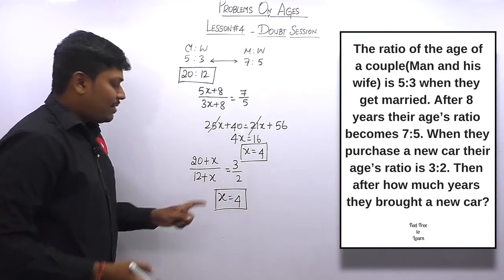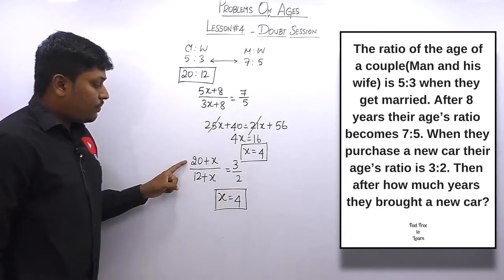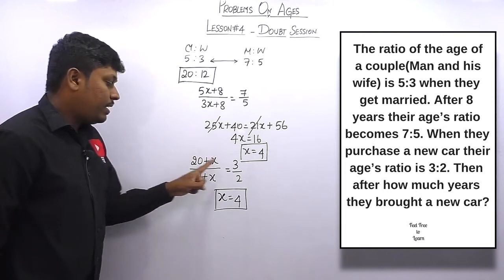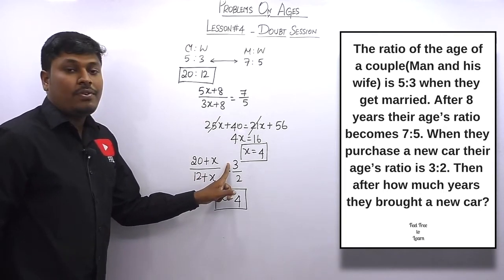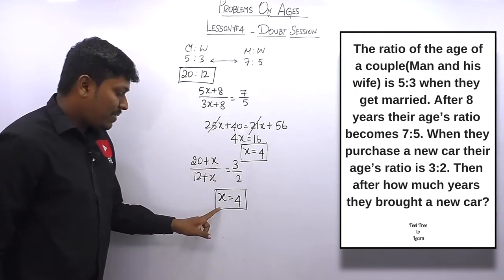So it's really easy, right? You can directly calculate this because 3x and 2x will be x, then 40, right? So 20 into 2 will be 40, 12 into 3 will be 36. So 40 minus 36 will be 4. We already know that 3x minus 2x will be x. So x is equal to 4.